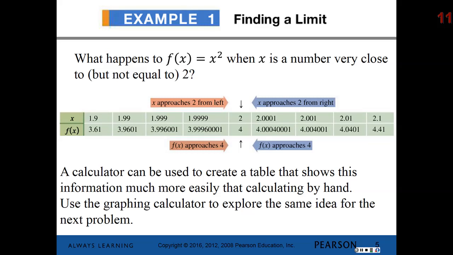Okay. Notice that as he got closer and closer to me, his function value got closer and closer to my value. Okay? And if we had gone from the other direction, 3.61, 3.9601, 3.996001, 3.99960001. Okay? The limit as x approaches 2, not necessarily equal to 2, for f of x equals x squared is 4.